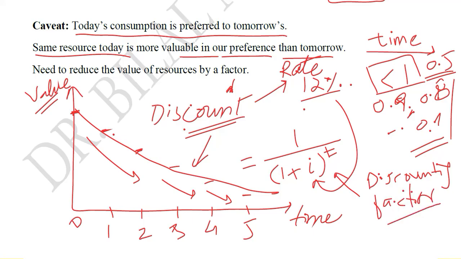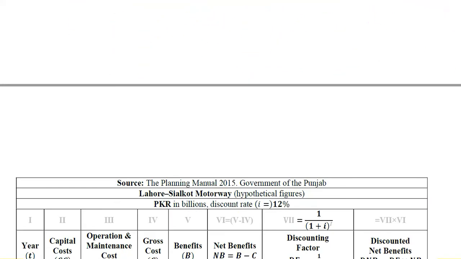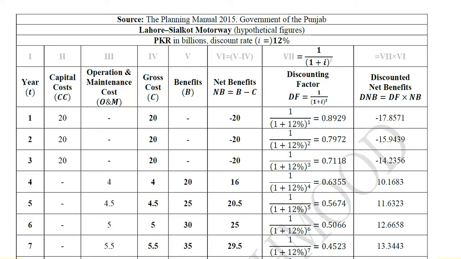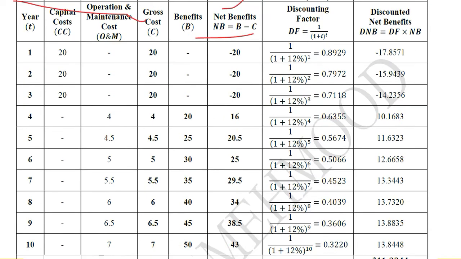So their names are as they are. Let's see how we can include the discounting factor in our analysis. It is easy to understand this next table, because it is the same table. The first column, second column, and then net benefits, all of these columns are the same, and the number of years is also the same.